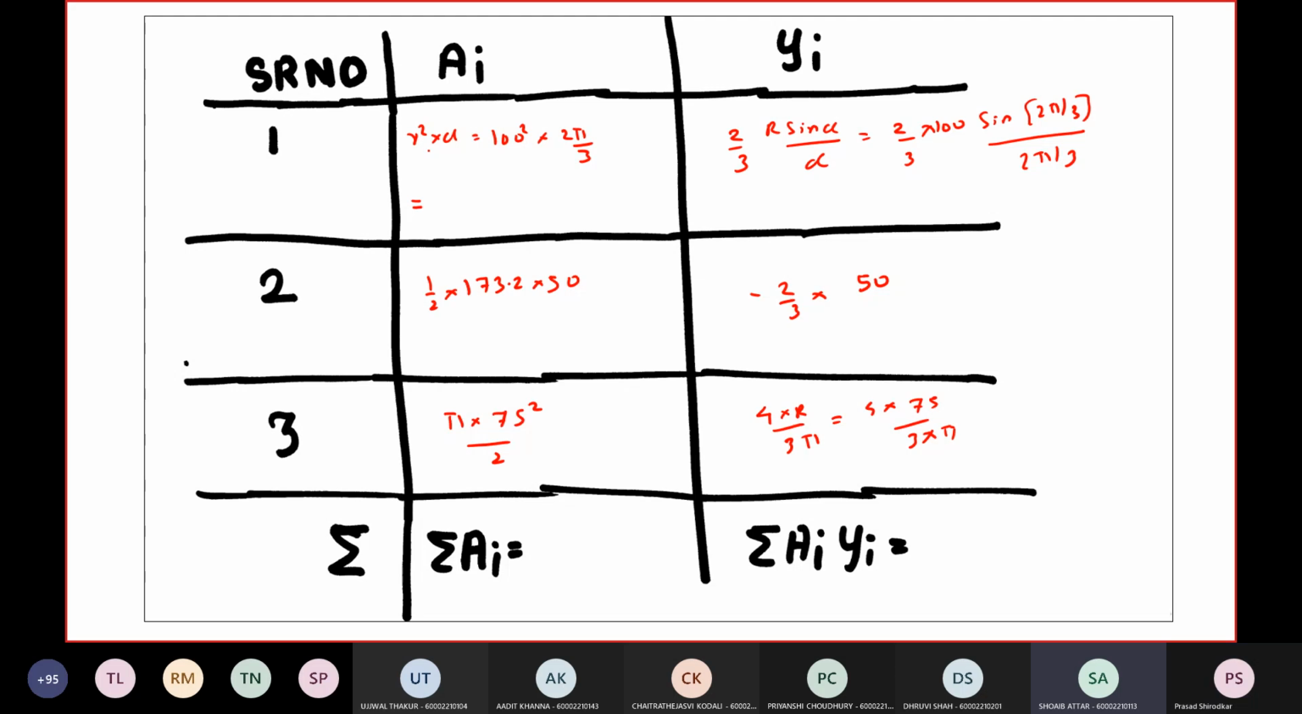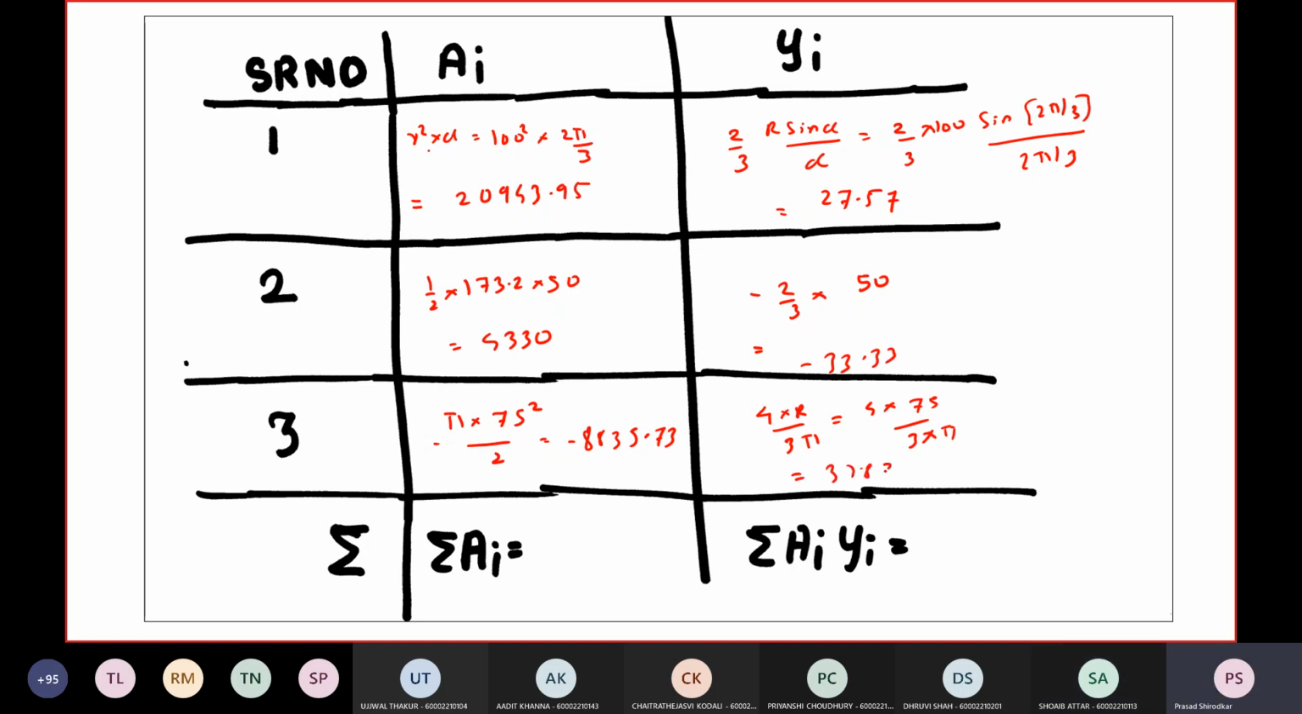Sir, A_i is 20,943.95. Summation A_i? No, only A_i first. First one. Okay, 20,943.95. Second one: 4330, minus 8835.73. Correct. And y_i is 27.567, and this minus 33.33, and 31.83. Okay.